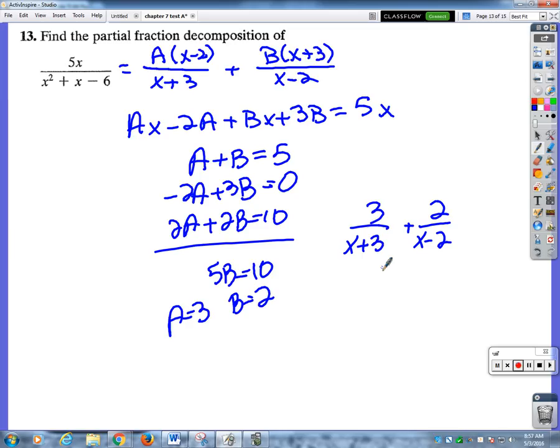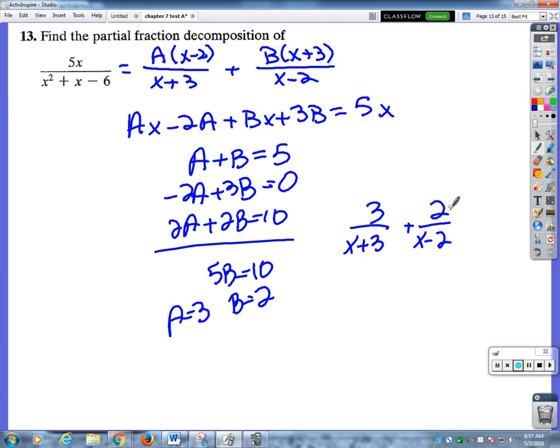Yeah, I lost it somewhere. No, I think I lost you somewhere. I'm not lost. I got the 5b equals 10. Okay, so b equals 2. I just took this 2 and plugged it back into the top one. And then since the a was above the x plus 3 fraction, I wrote it as 3 over x plus 3. And the b was above the x minus 2 fraction, I wrote it as 2 over x minus 2.